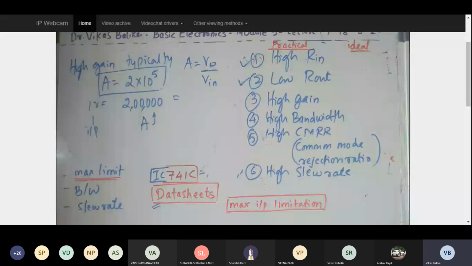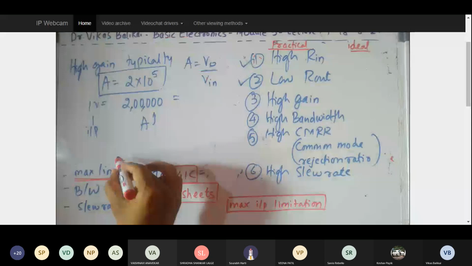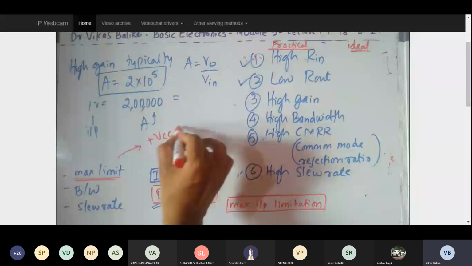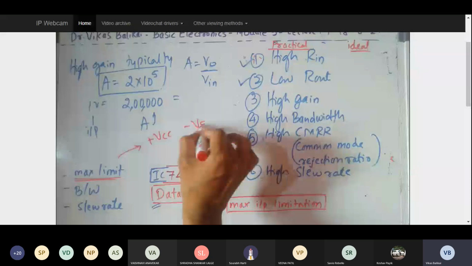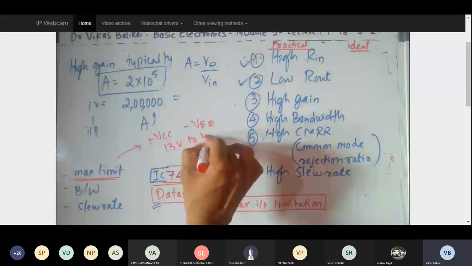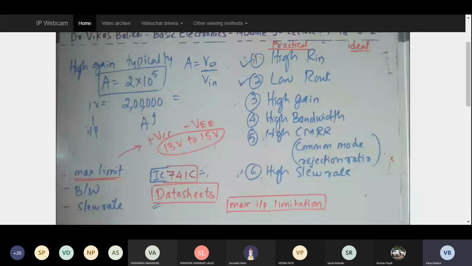That voltage is limited by plus VCC and minus VEE power supply, which is somewhere between 13 volts to 15 volts. Meaning, I will never be able to achieve any voltage as my output voltage more than 15 volts. That is the limitation for this particular IC741C.